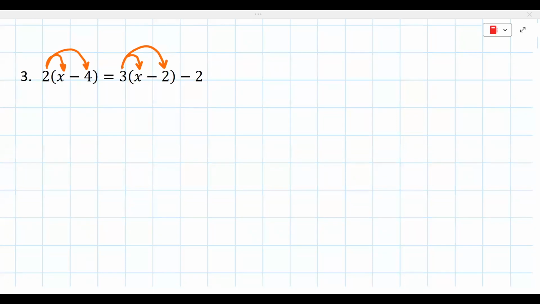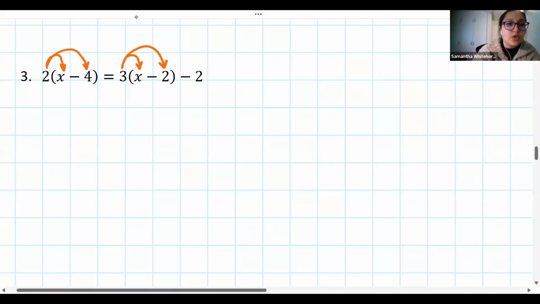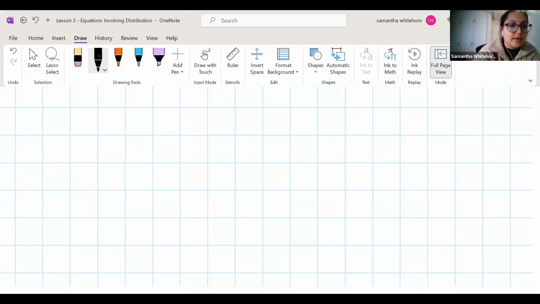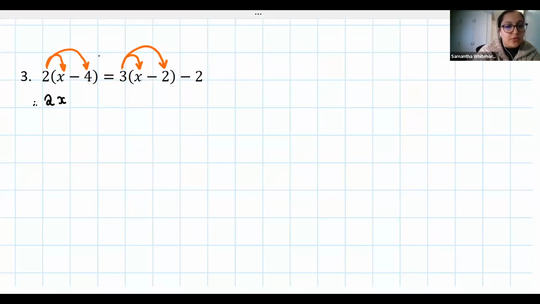Right, grade 8s, let's have a look at this. So we're distributing. 2 times x is 2x. 2 times -4 is -8, which is equal to 3 times x, which is 3x. 3 times -2 is -6. And then we've still got that -2 at the end here. We didn't do anything with it. It wasn't being distributed or anything like that, but it is still part of the equation.